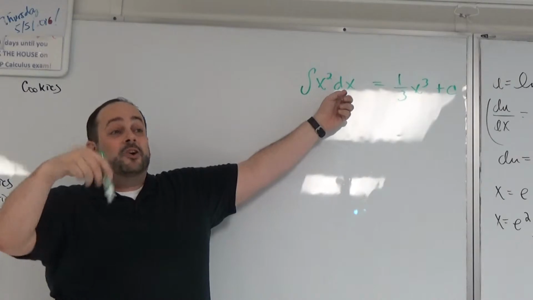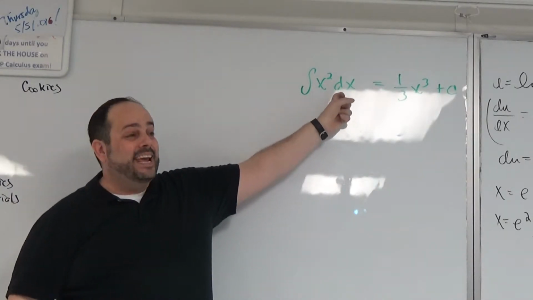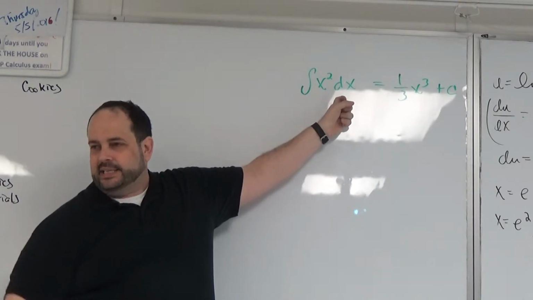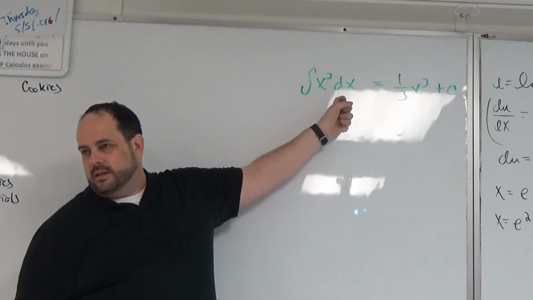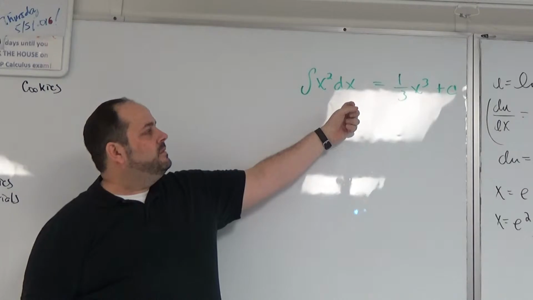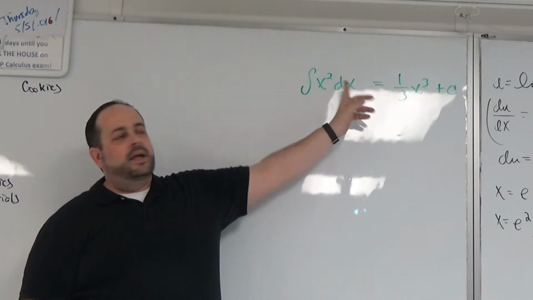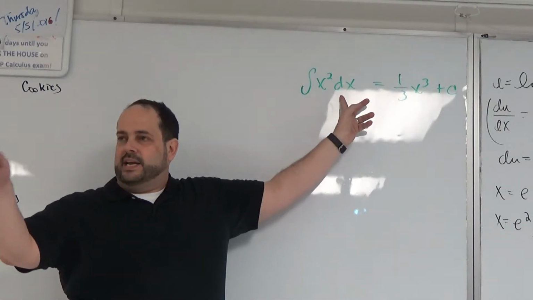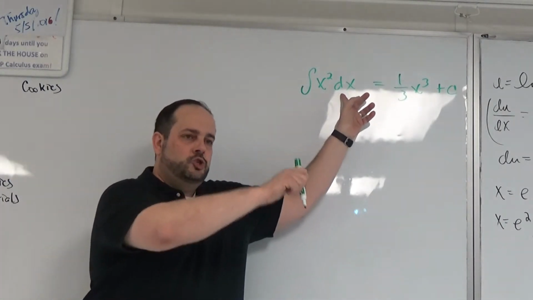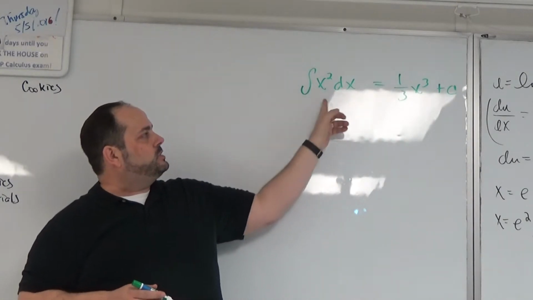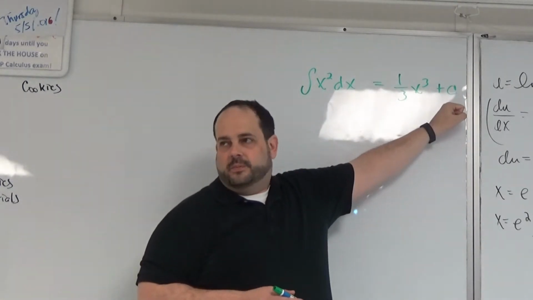The better question is, why is the dx there? It doesn't tell you whether to take the derivative or not, because that's what the integral is there for. This is telling you what you're taking the integral with respect to. It's saying x is the variable. So the antiderivative of x squared dx is 1/3 x cubed plus C.